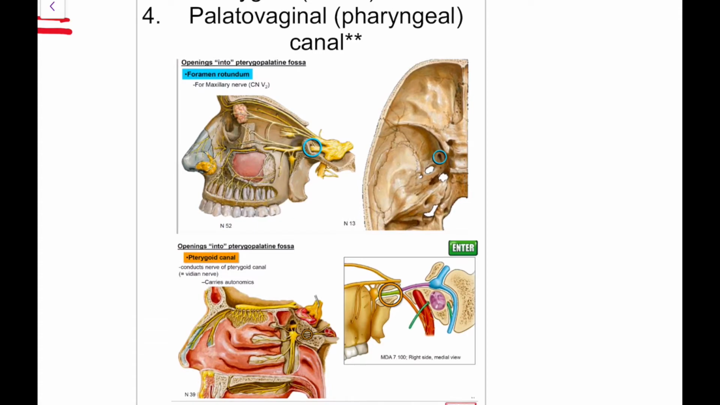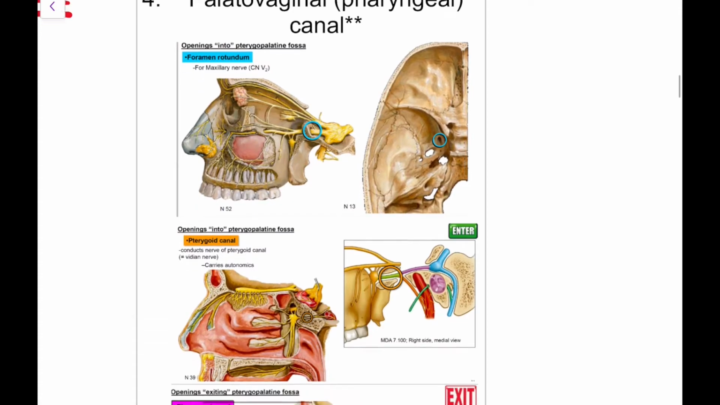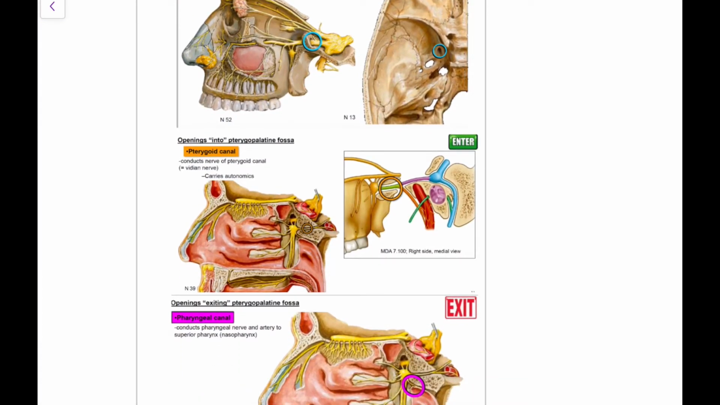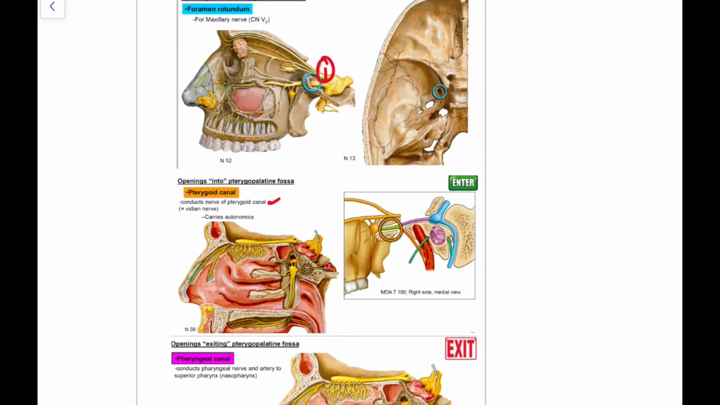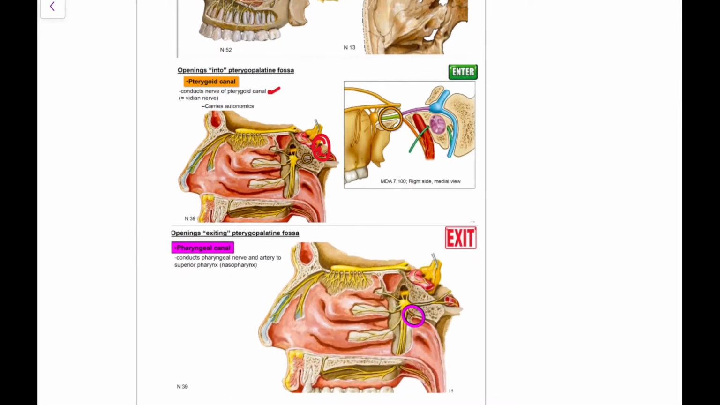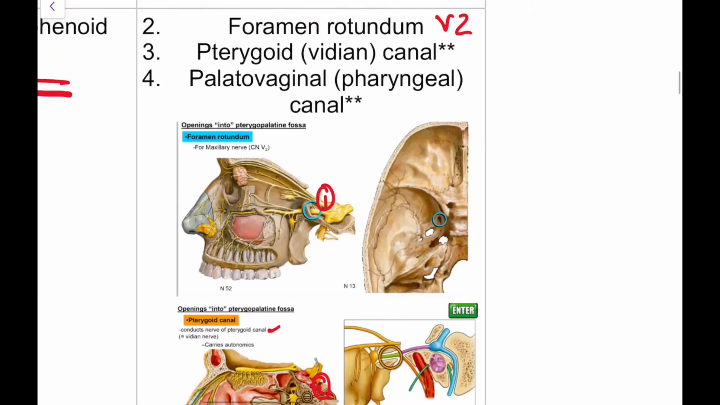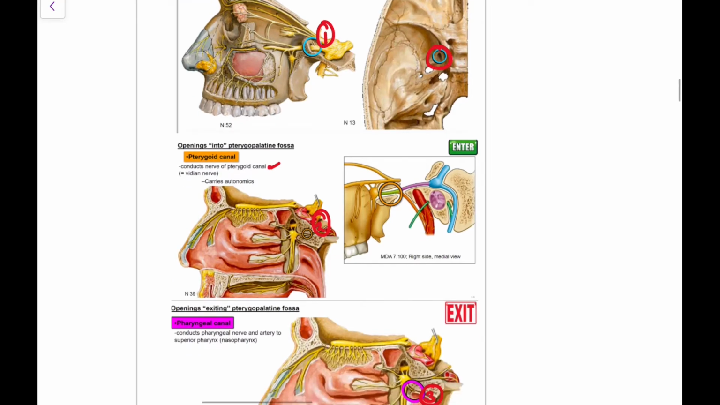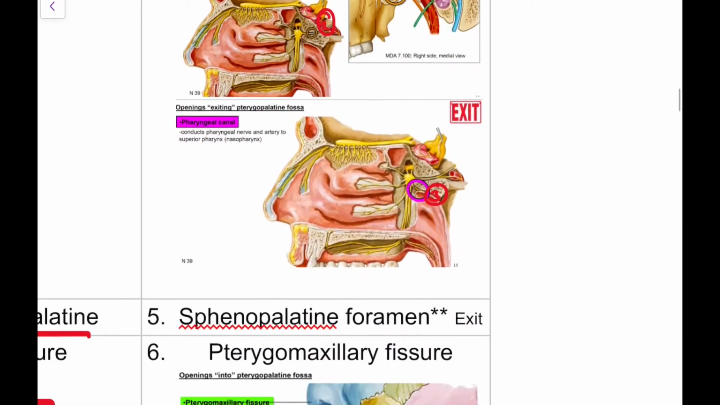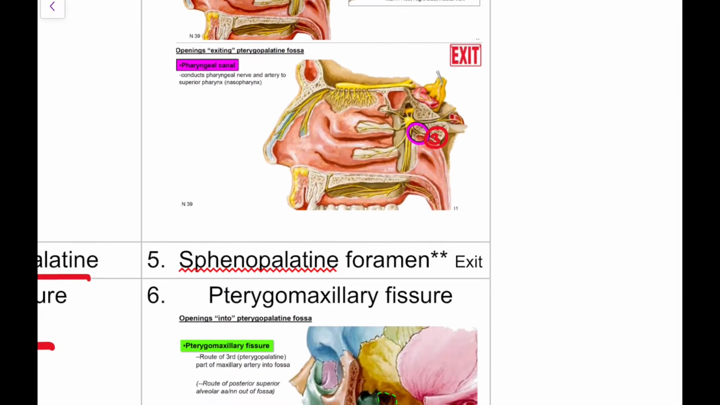Here we can see V2 at the foramen rotundum. Here we can see the pterygoid canal, through which the nerve of the pterygoid canal goes, and that is in the back. We have the first opening here in blue, the second opening here in orange, and the third opening here in purple, and that is the pharyngeal canal. They go from top to bottom, or also from lateral to medial. The most lateral is the foramen rotundum, and then the pterygoid canal, and deeper is the pharyngeal canal.